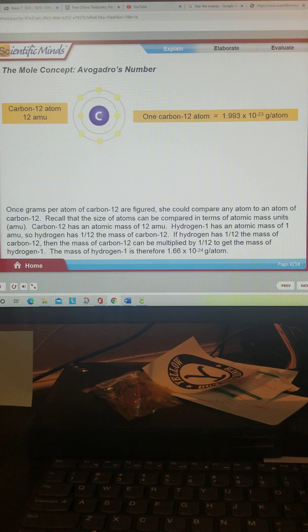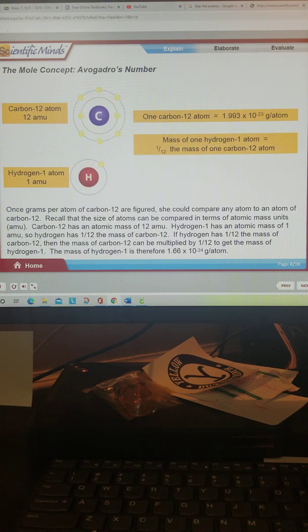Once grams per atom of carbon-12 are figured, she could compare any atom to an atom of carbon-12. Recall that the size of atoms can be compared in terms of atomic mass units, or AMU. Carbon-12 has an atomic mass of 12 AMU. Hydrogen-1 has an atomic mass of 1 AMU. So hydrogen has 1/12 the mass of carbon-12. If hydrogen has 1/12 the mass of carbon-12, then the mass of carbon-12 can be multiplied by 1/12 to get the mass of hydrogen-1. The mass of hydrogen-1 is therefore 1.66 times 10 to the negative 24 grams per atom.